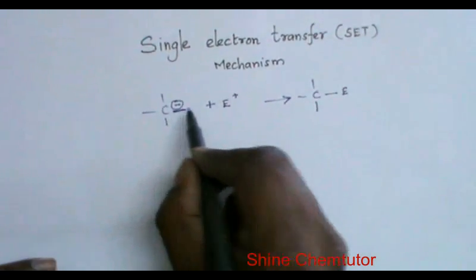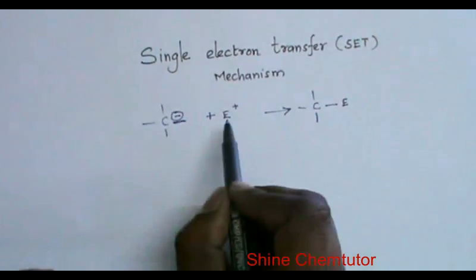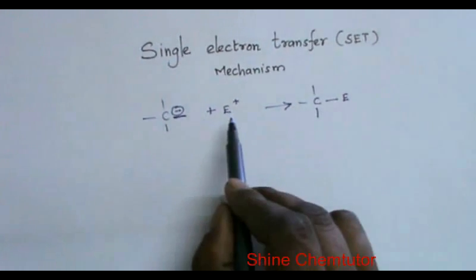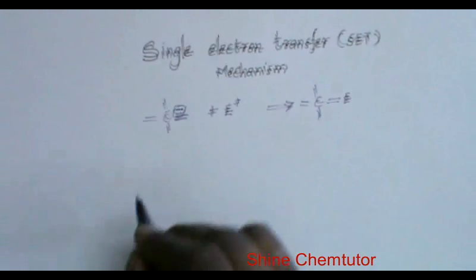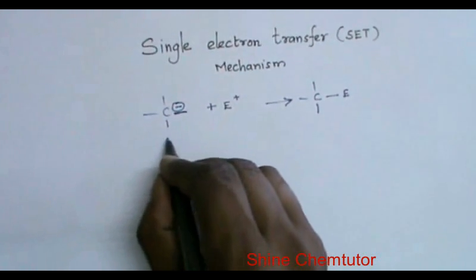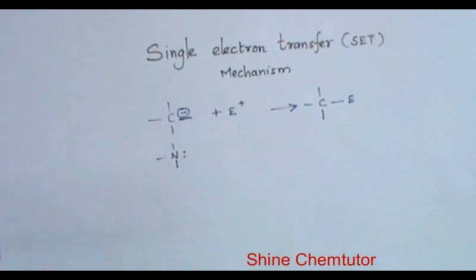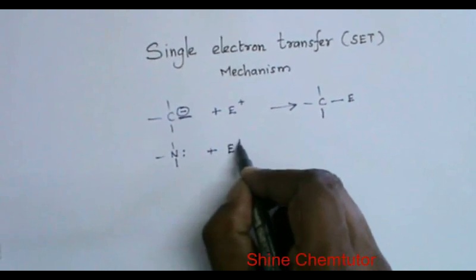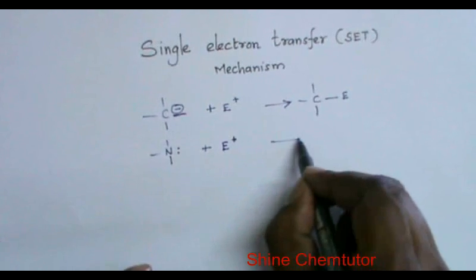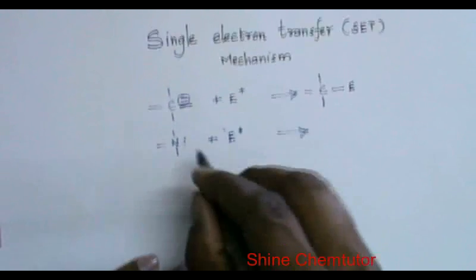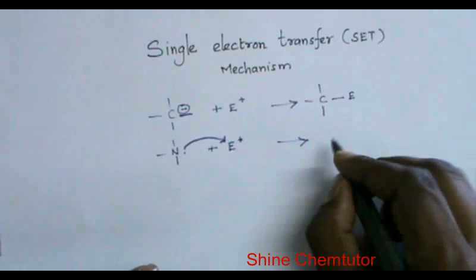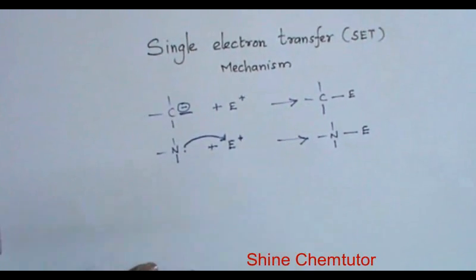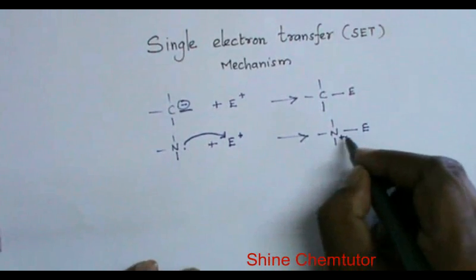These two electrons are used to make a bond between carbon and the electrophile. Basically, two electrons are added to the electrophile. Similarly, if you go for a nucleophile which has a lone pair of electrons, in that case also, the lone pair of electrons is used to make a bond. Two electrons are given to the electrophile. After that, we get a plus charge here.